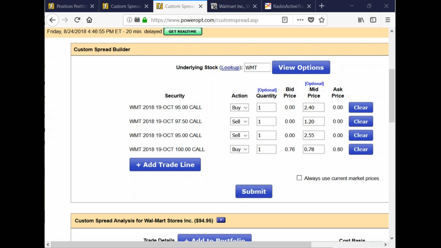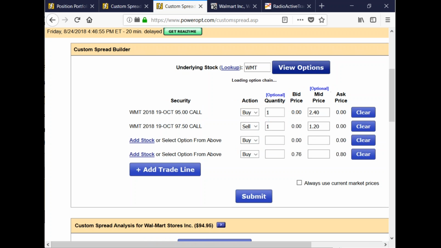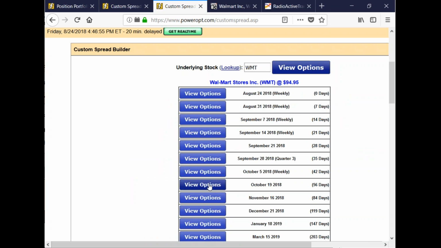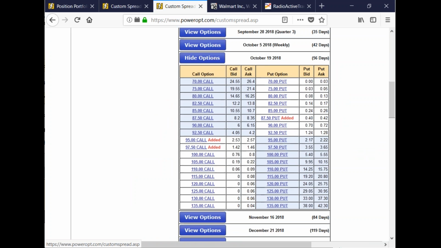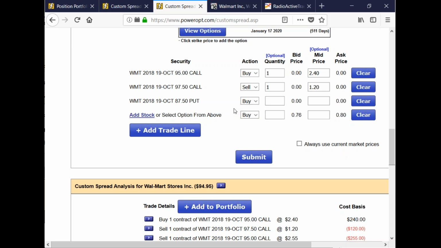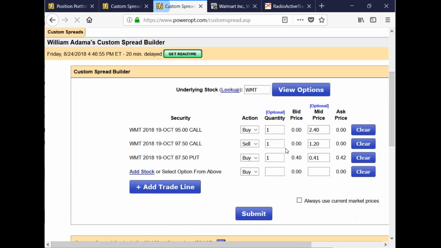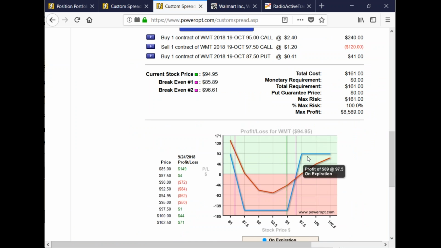You could do what Mark did. You could consider buying an extra put at this time. I wouldn't go to the 95, but maybe a 90 or something for October expiration, or maybe even closer in shorter term. Okay, maybe the 87.50 at 40 cents. But remember, if it recovers, you're going to lose that 40 cents. That's going to be added to the debit.